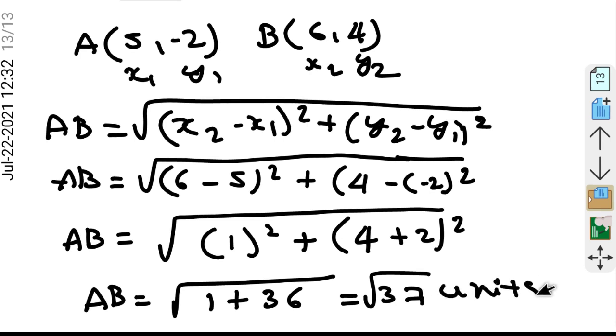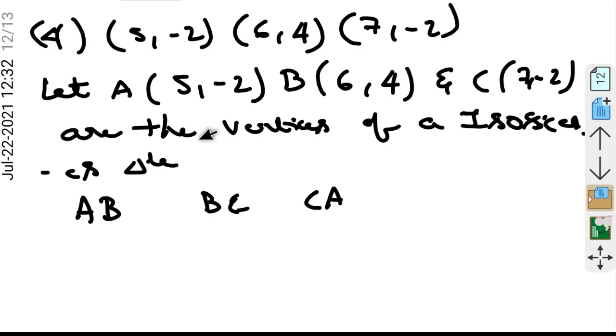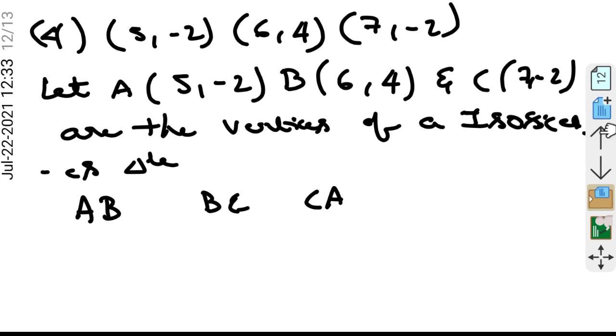Now this is the answer for AB. Why are we doing it like this? Because we want to find whether the given coordinate points are vertices of an isosceles triangle or not. By using the distance formula, first find the answers for AB, BC, CA, and out of these three, if two values are equal, then directly we can say the coordinate points are vertices of an isosceles triangle.